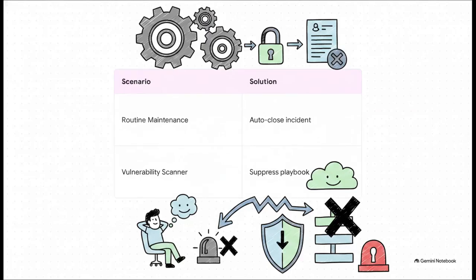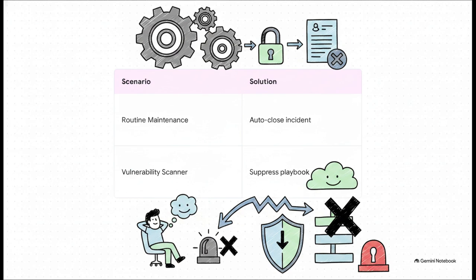Let's consider some common false positive scenarios and how to apply logic suppression to them. Let's say you have routine system maintenance that accidentally trips a wire. Instead of a human analyst dealing with it, the architect sets up an automation rule to perform the initial triage and immediately auto-close the incident.